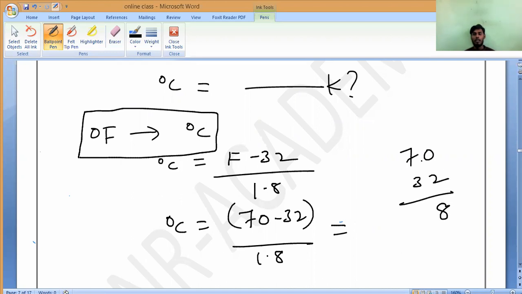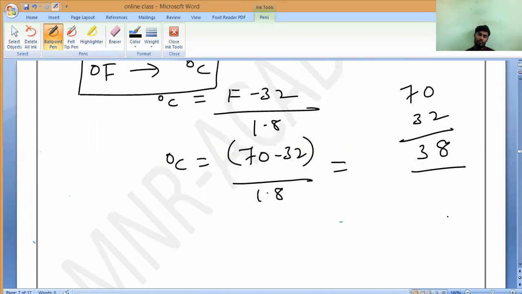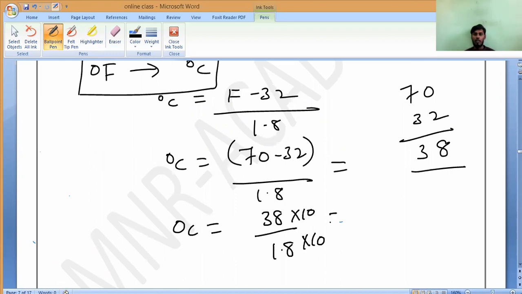10 minus 2, 8. 6 minus 3, 3. How much is it? Sir, 38. 38 divided by 1.8. So I can multiply both numerator and denominator by 10, which is equal to 380 divided by 18.